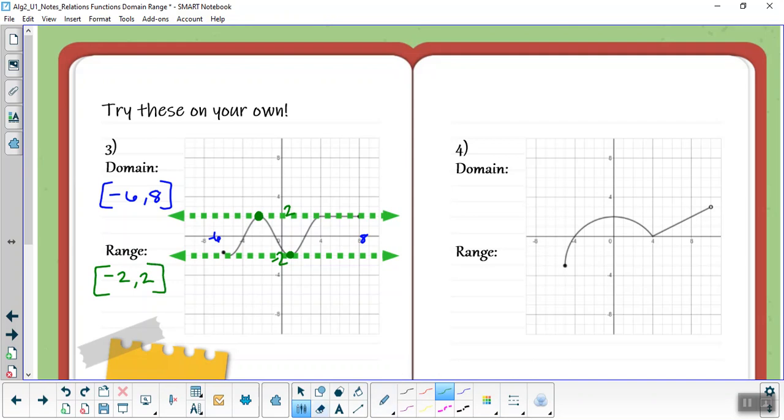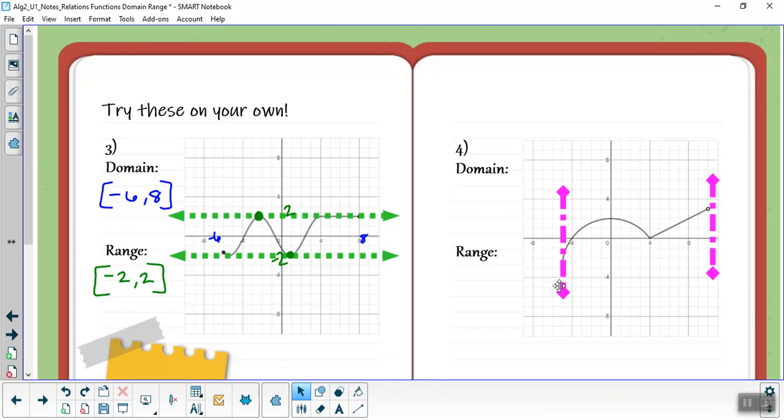Okay? So now, number 4, I'm going to use inequality notation. So again, let's look at my domain first. So the farthest left, the farthest right. So the farthest left this goes is negative, sorry, I've got to move the line again. No, that's the graph.